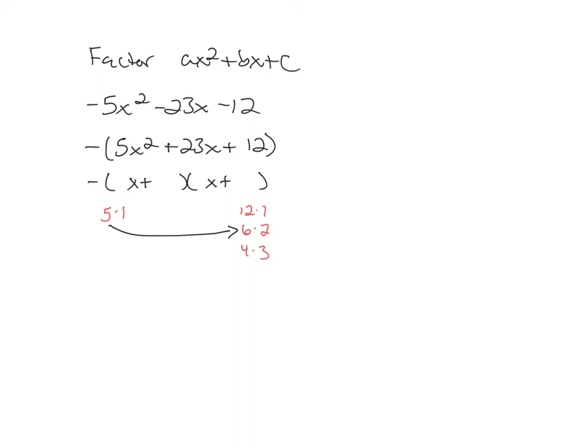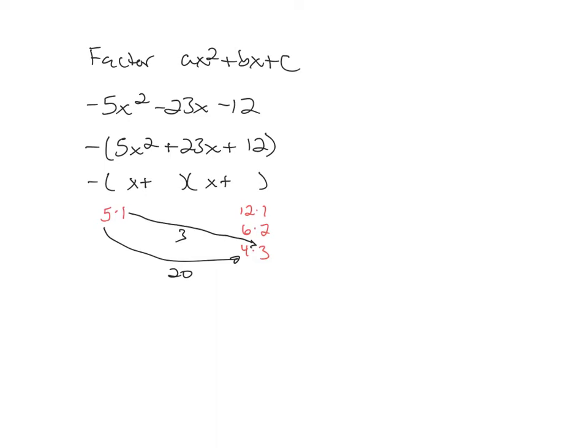5 times 6 would be 30. I only need 23. So that's too big. So I'm going to start with the 4 and the 3. So if I did 5 times 3 is 15, 1 and 4 is 4, 15 and 4 is not 23. So that's not it. Let me try the other way around. Instead of 5 with 3, what if I did 5 with 4, 1 with 3? Okay, there's my 23.